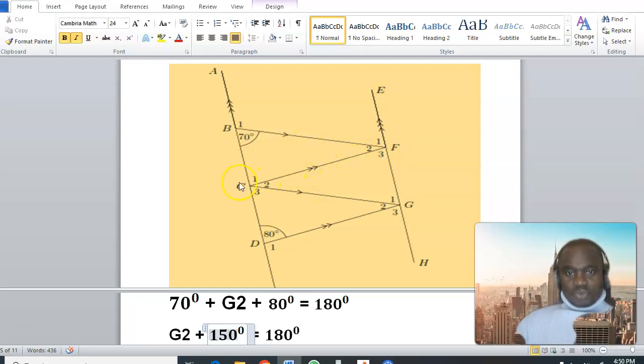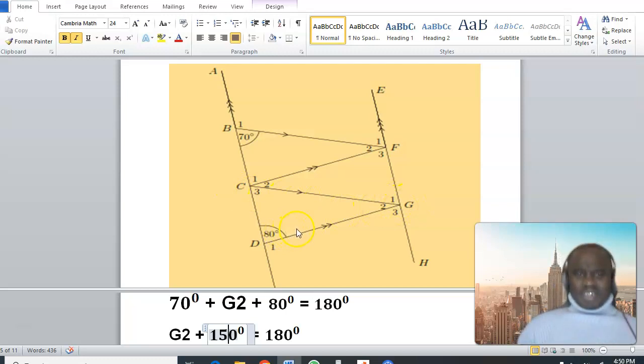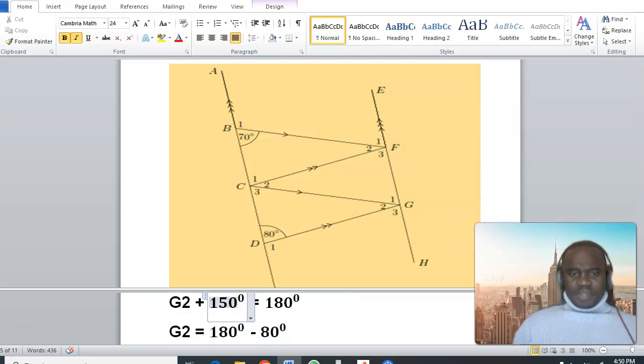Our G2 is already calculated because G2 is what we have here, which is 30. How did we get that?